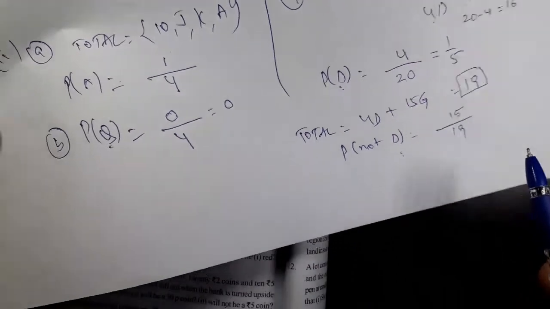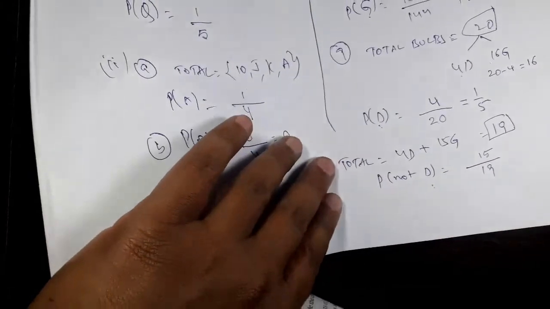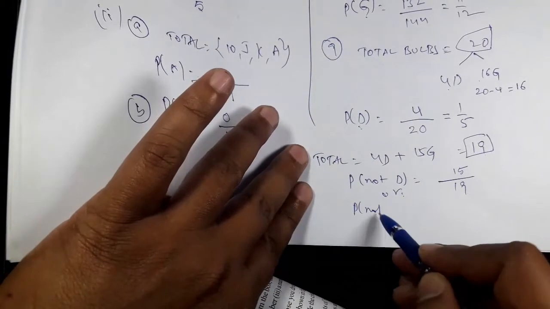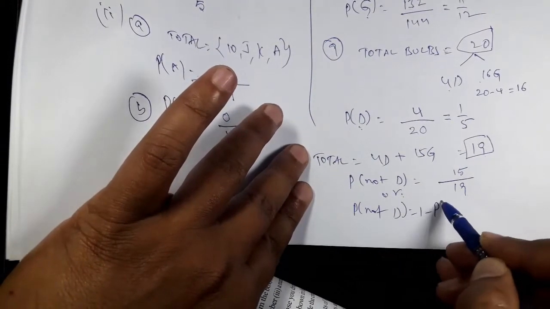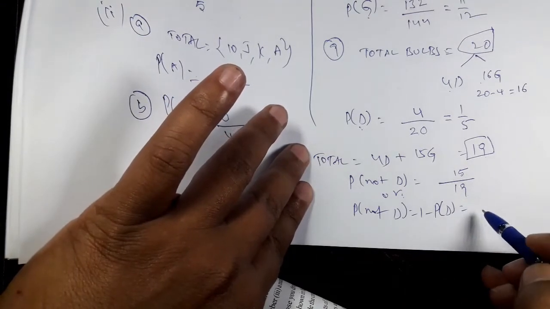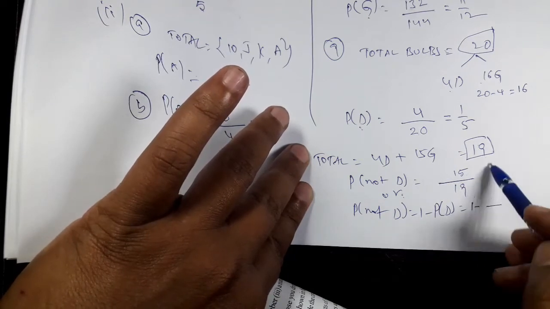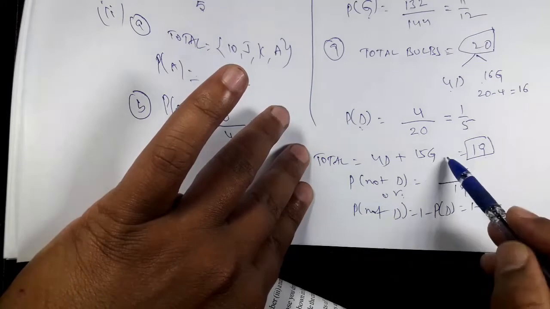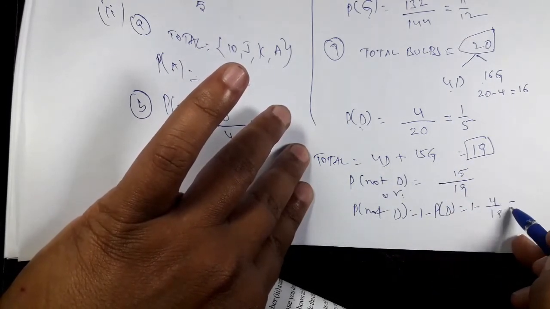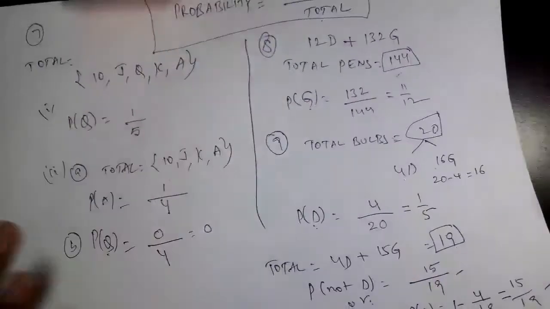Numerator is 15. This question can be solved another way also. The probability for not defective is 1 minus the probability for defective, because P of E plus P of E bar is equal to 1, we know the formula. That is 1 minus the probability for defective bulbs. Here denominator is 19. Coming to numerator, how many are defective? Of these 19, 4 are defective. So 1 minus 4 by 19, which is also 15 by 19. This way also you can do. This is question number 9.